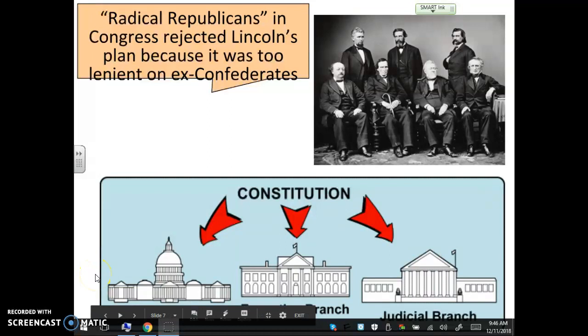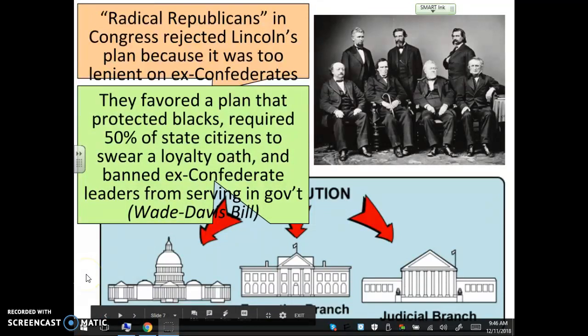However, there's a part of the legislative branch, from the Republican Party, that does not want to give the same easygoing plan that Lincoln does. So they're going to come up with a different plan. It's important to keep note of the differences in these bills, the Lincoln plan versus the Wade-Davis bill. The Wade-Davis bill favors more protection for blacks that were freed during the Civil War.